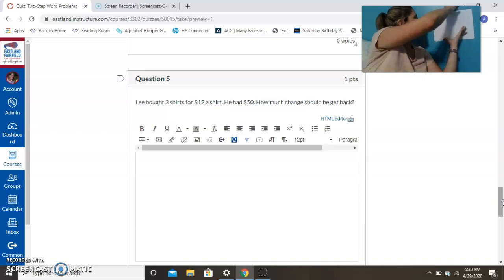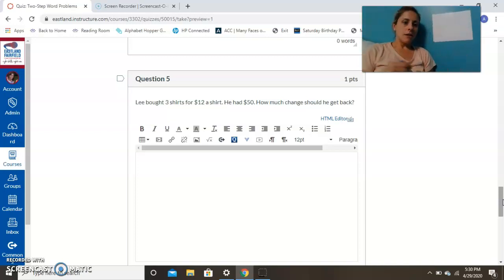All right, so number 5, Lee bought 3 shirts. Each of those shirts is $12. He had $50. How much change should he get back?